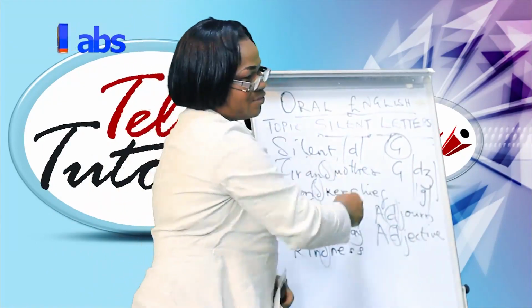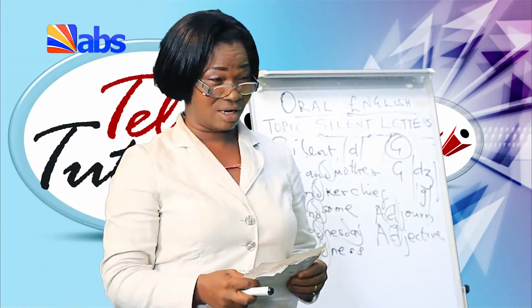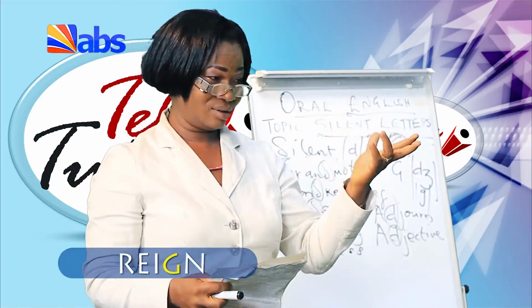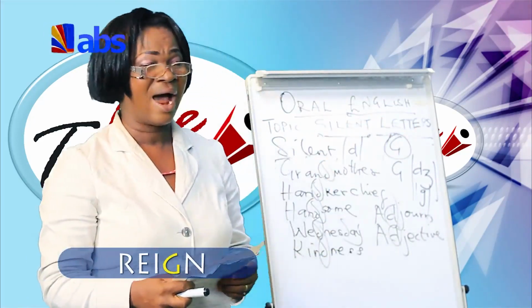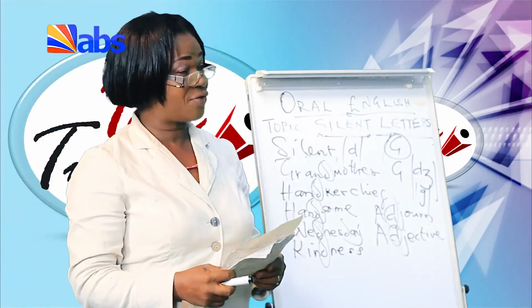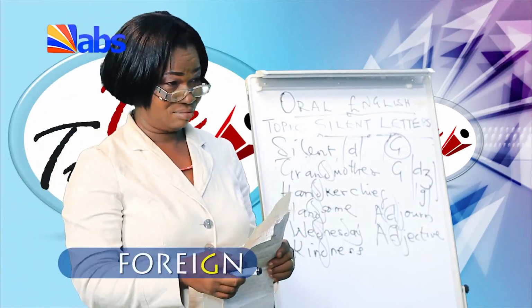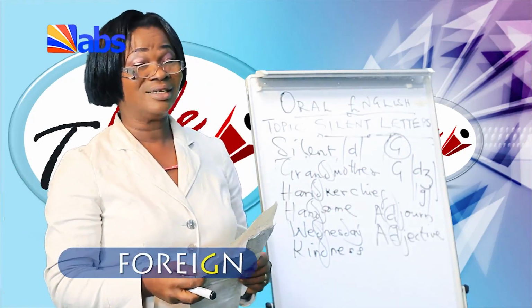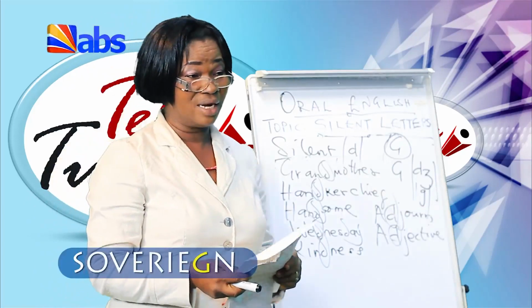Now, where do we have this letter silent in English? Can you think? Rain. Reign, to reign. Very good. R-E-I-G-N, reign, right? Yes. Good. Then foreign, put down foreign. G is silent in foreign. G is silent in sovereign, sovereign lord.